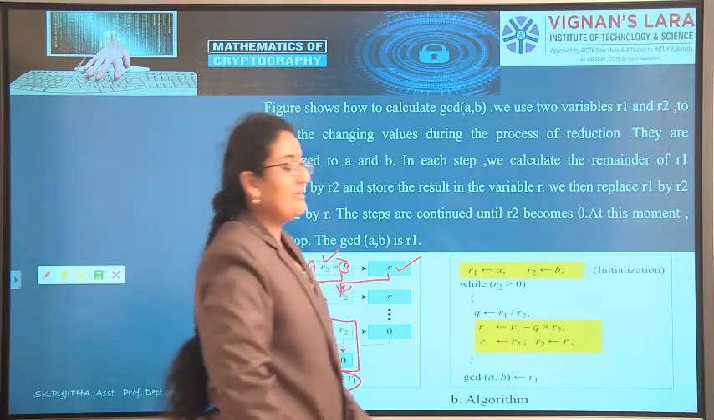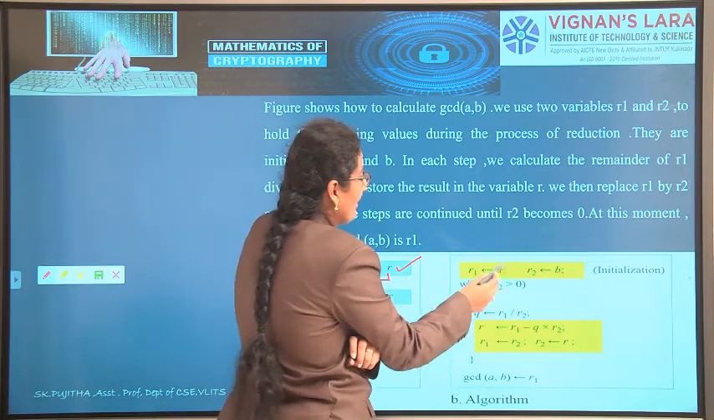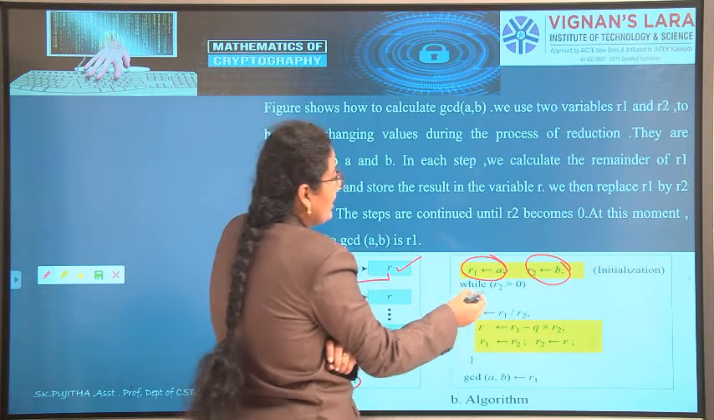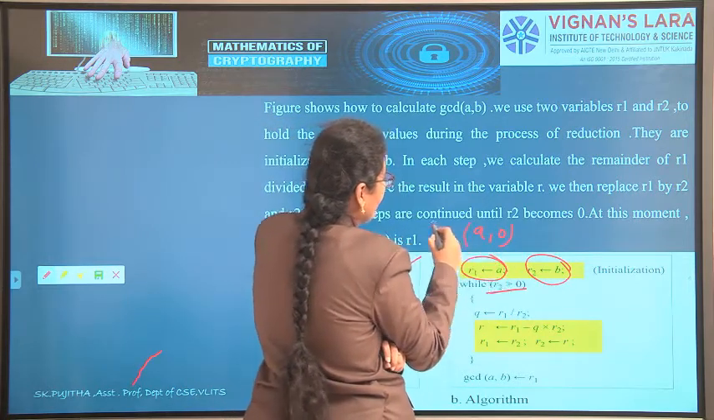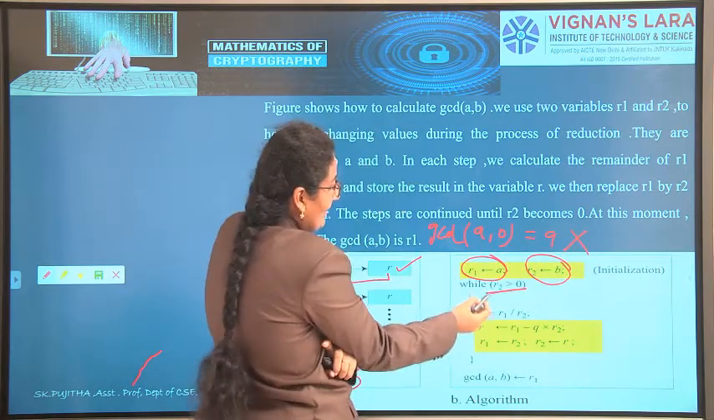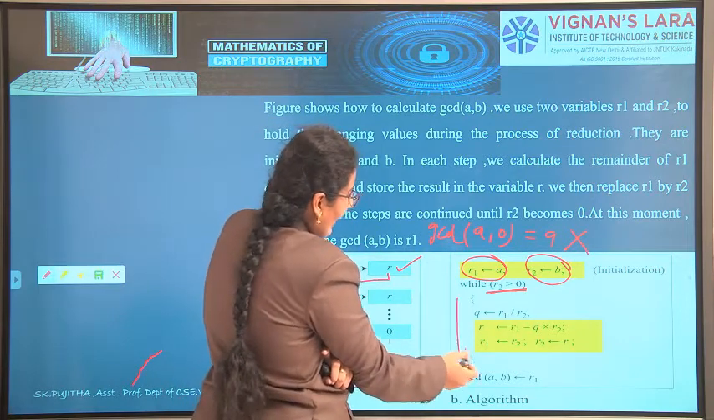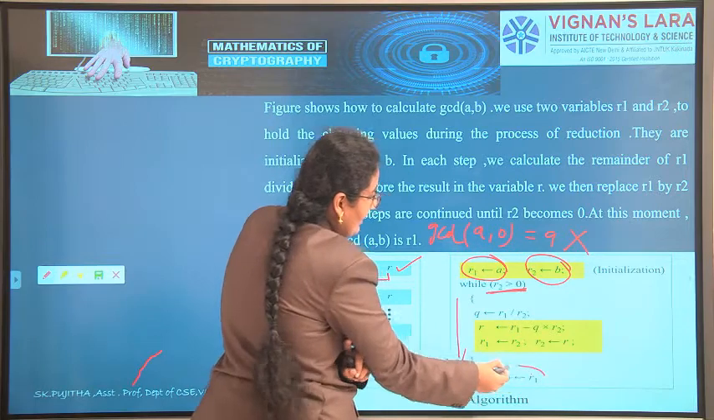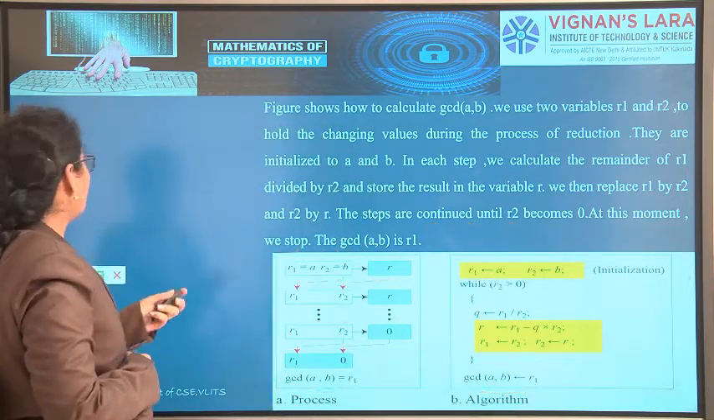This only we will see in the form of an algorithm. Let us see the same thing in the form of an algorithm. A is initialized to R1, B is initialized to R2, while R2 is greater than 0. That means A comma 0 GCD will be A only. That means R2 is not 0. Then we are performing the same things until R2 is 0 and the final GCD of A comma B will be R1. So let us see an example for this.